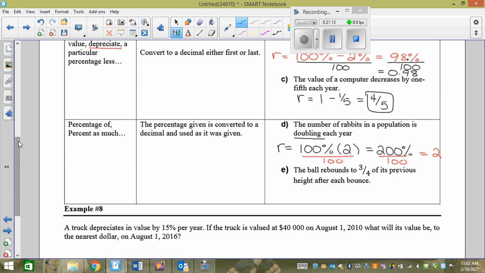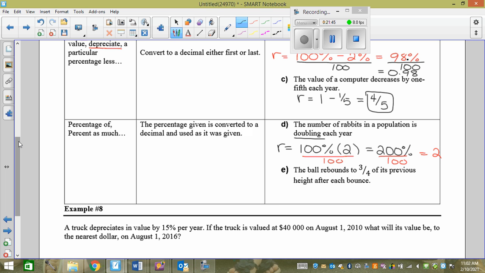The next one says the ball rebounds to 3/4 of its previous height. So this one says it decreases by 1/5, so I have 4/5 left. This one says it rebounds to 3/4. So how much is left? Nope. It rebounds to 3/4. How much is left? It's a trick question. 3/4 is left. R is 3/4. If it rebounds to 3/4, then the next one is going to rebound to 3/4, then 3/4 is left, right?